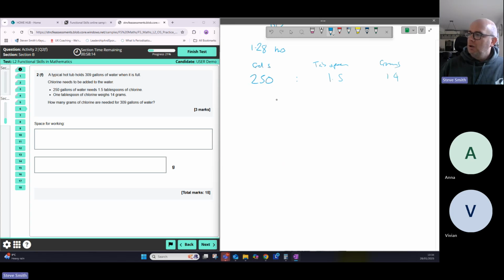Grams, 14. So when we're looking at this now, I automatically think, what can I get rid of? I know that 1 tablespoon is 14 grams. So 1.5 tablespoons, straight away, 14 times 1.5 equals 21. So straight away I know that 250 gallons needs 21 grams. So for me now, I just got rid of that. I don't need that information anymore because I know what 1.5 is.